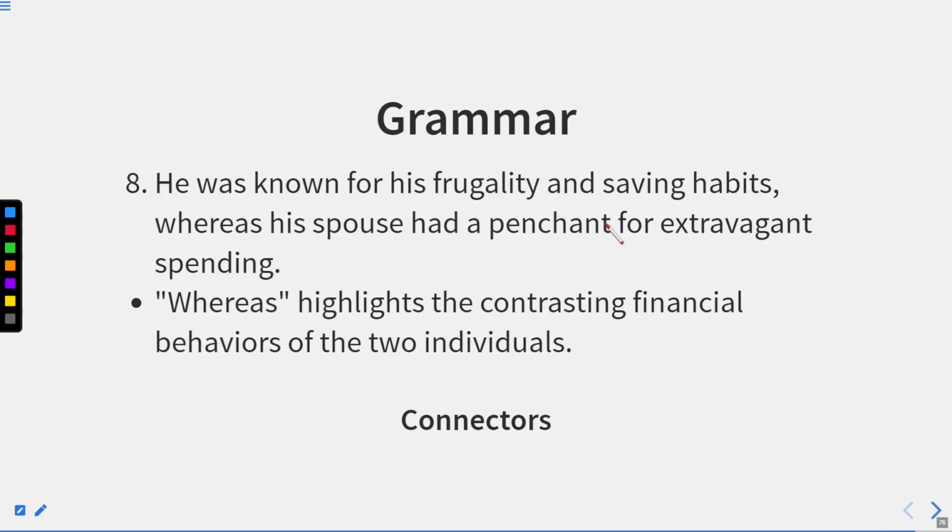He was known for his frugality and saving habits, whereas his spouse had a penchant for extravagant spending. Penchant means when someone likes to do something very much. So that is known as penchant. Whereas highlights the contrasting financial behaviors of two individuals.